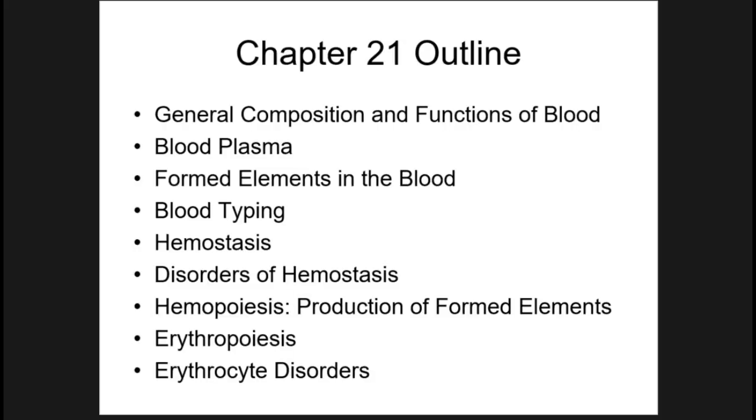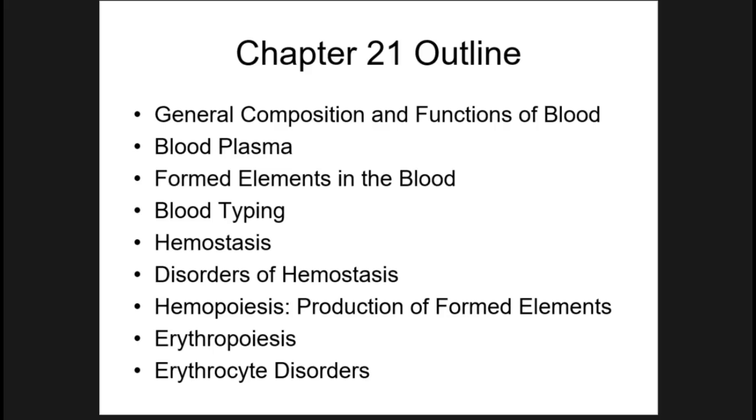So we're just going to do the general composition and functions of blood, what is in blood plasma, the fluid portion of blood, the formed elements that are within the blood. There are 5 white blood cells, and then you have your red blood cells, and also you have platelets. Those are formed elements. We'll go over blood typing, and there's a little bit of a hurdle there where we're going to differentiate antigens and antibodies. Antigens being found on red blood cells and antibodies being found in serum.